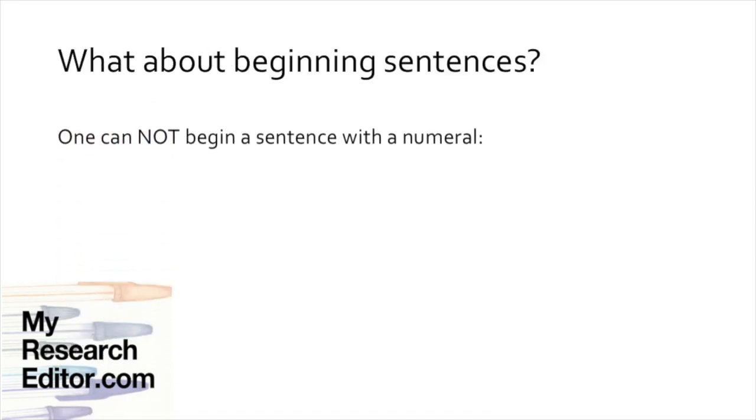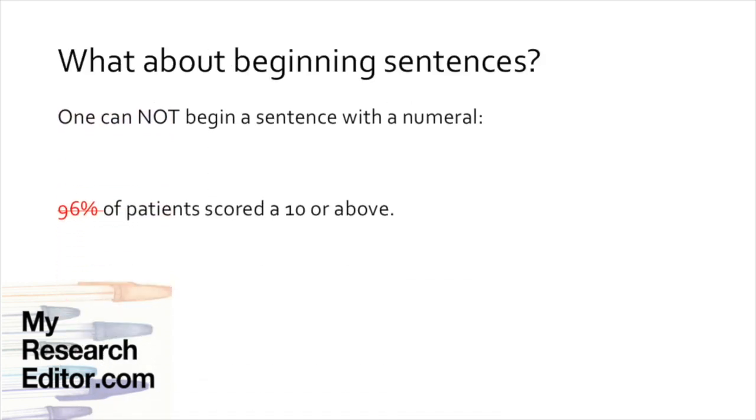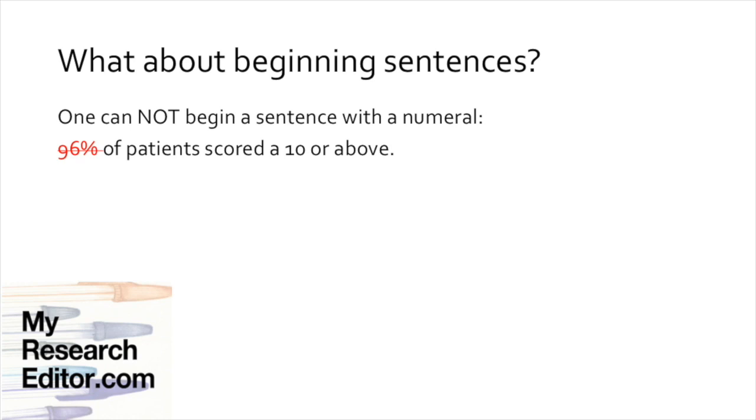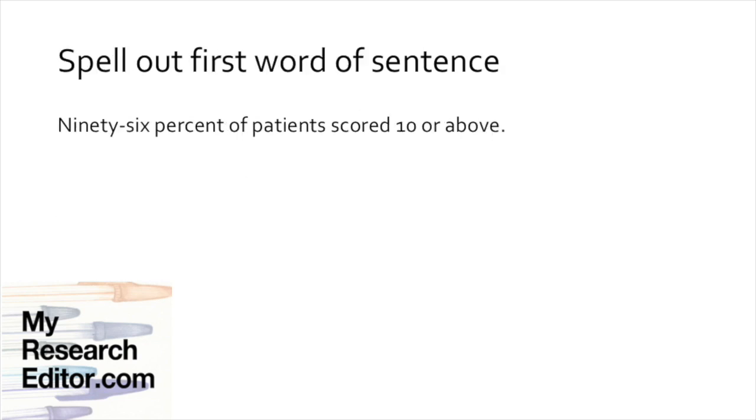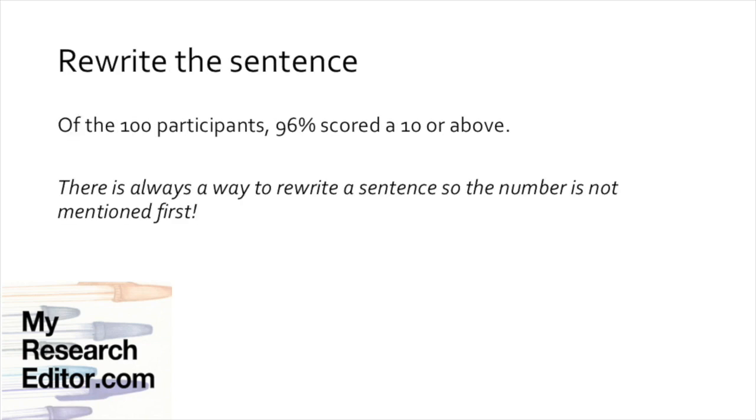One extremely important rule to understand is that no sentence can begin with a numeral. Only written out words can begin sentences. So when you have a sentence like the example, "96% of patients scored a 10 or above," you need to spell out that number or rewrite the sentence. Spelling out the number looks like this, and it's a fine solution to the problem. However, rewriting the sentence so it doesn't begin with the large number is your best bet, not only for clarity, but for space savings as well.